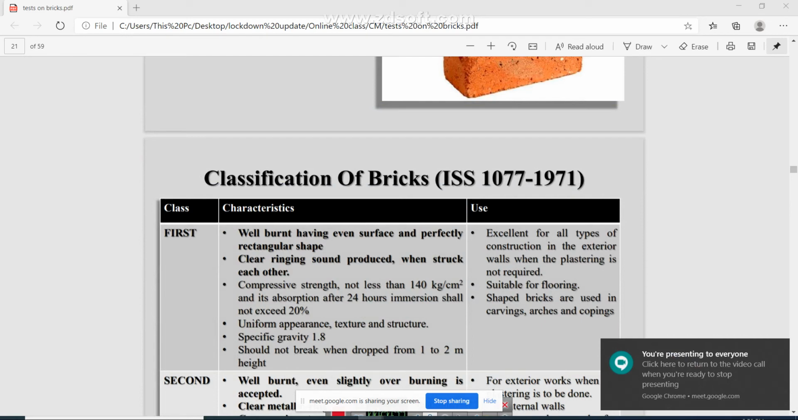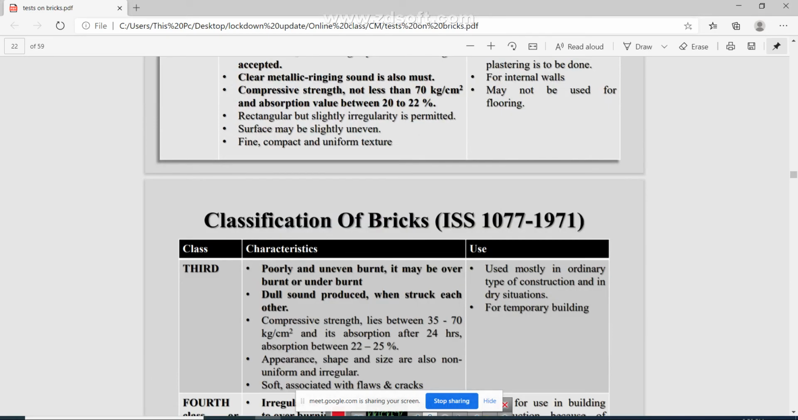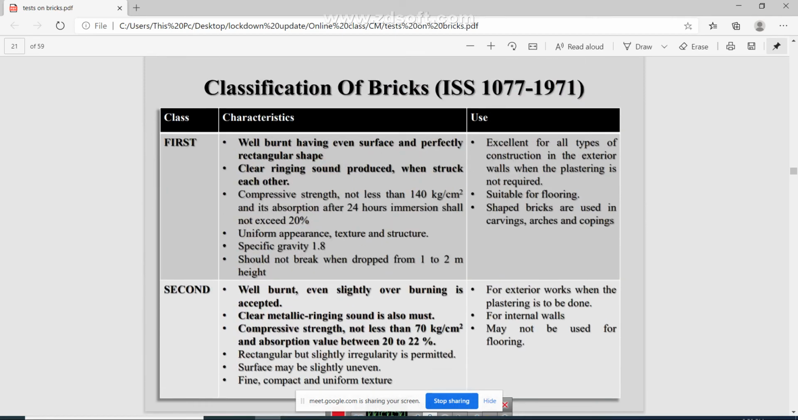So, classification of bricks. First class bricks. The first classification is known as the first class brick. First class brick means the surface of the brick should be very much burnt and it should be perfectly rectangular in shape. Then once the bricks are struck together, it should produce a clear ringing sound. The compressive strength should not be less than 140 kilogram per centimeter square and its water absorption after 24 hours shall not exceed 20%. This point I have already discussed in the quality of brick. Then it should have uniform appearance, texture and surface. Specific gravity should be 1.8.